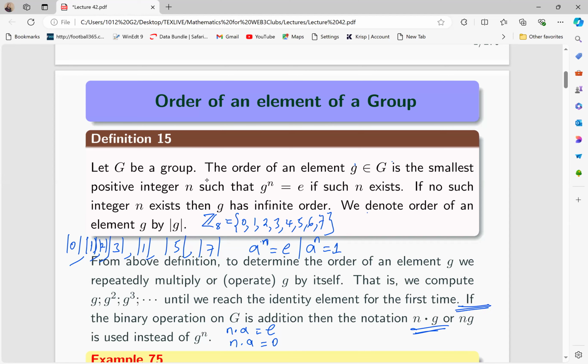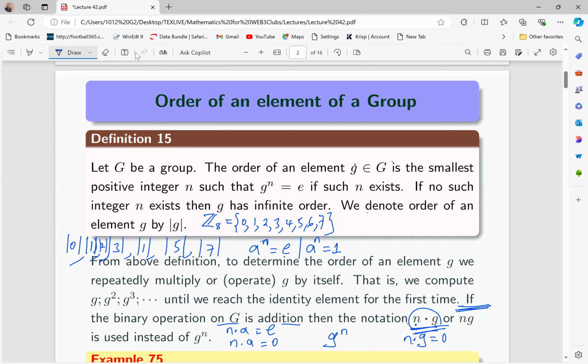If the binary operation on G is addition, then the notation becomes this. Instead of G raised to n, as we had earlier when the group is multiplicative, now that the group is additive, it's just n times G, not G raised to n. So we are asking, what's the order of G? The order of G would be this n, if n times G gives you 0 under addition. So that's the definition of the order of an element.